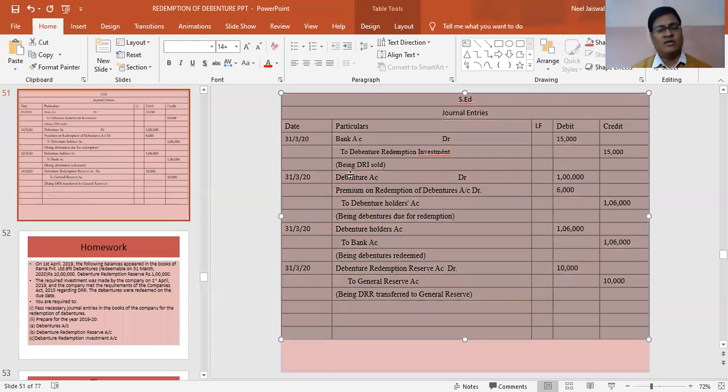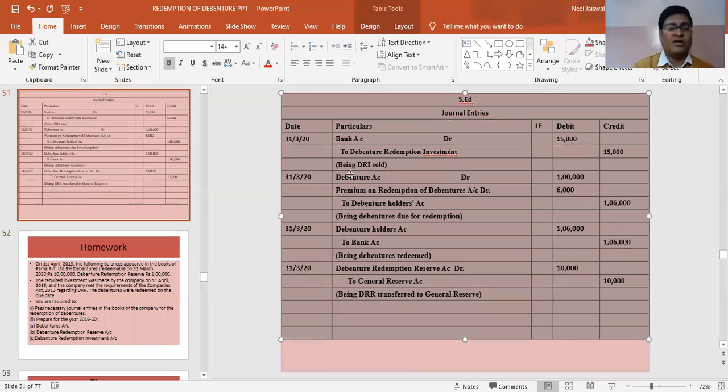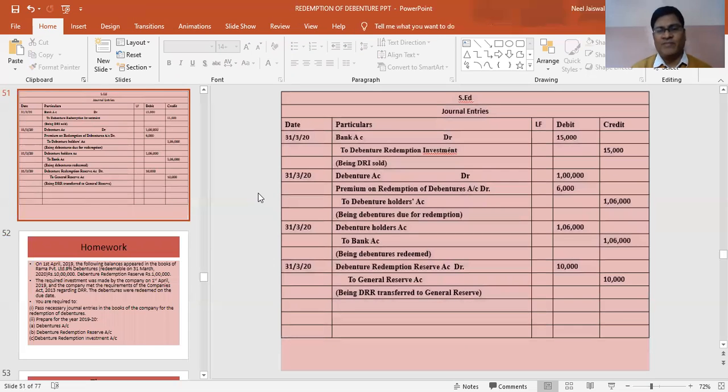What we are doing on the date of redemption is selling off the investment. So when we are selling off the investment, the journal entry is bank account debit to debenture redemption investment 15,000. And then again on the same date, March 31st, we are redeeming the debenture along with premium.